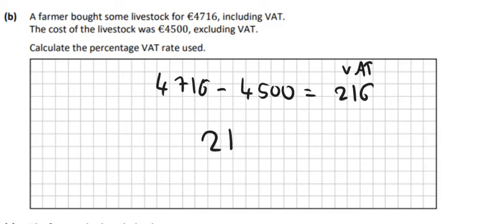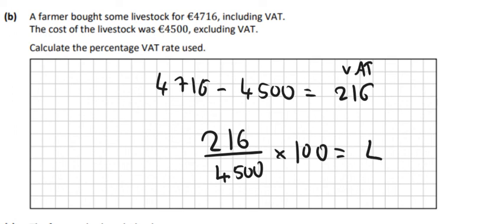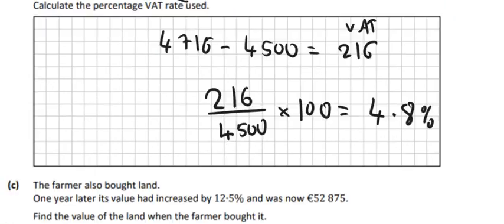So we need to figure out how much of a percentage is that. So we take 216, we can put it over what the cost was initially, so 4,500, and multiply by 100. And so we get 4.8%. So we're just taking the actual amount, we put it over the original amount, it's always the original, and then you multiply by 100 to make it into a percentage.